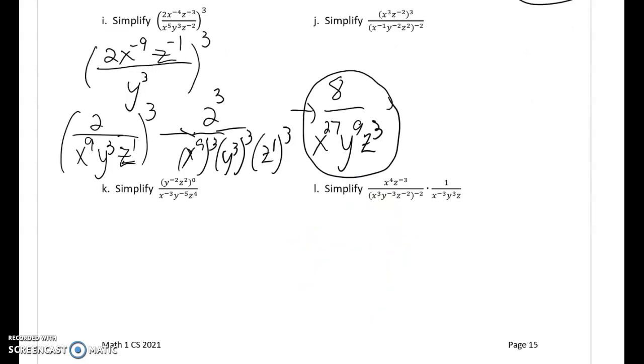I'm going to finish off with just one of these last 3 problems here, so I'm going to do part K. Again, we have to be careful on how we use those rules. We talked about a bunch of different rules so far with this first unit, so you want to make sure that you are using the rules properly.